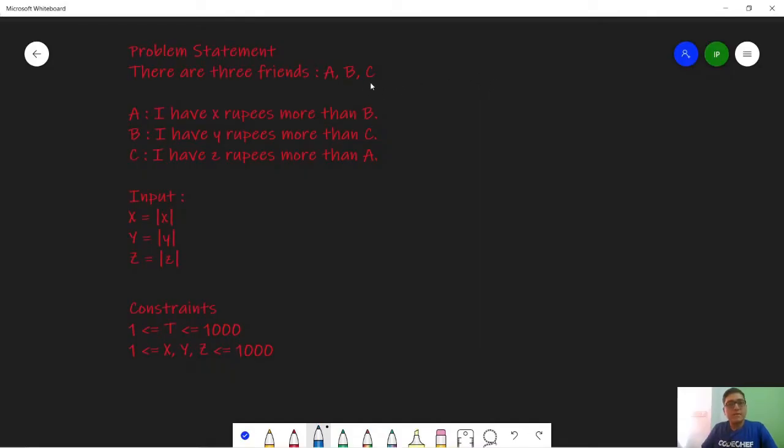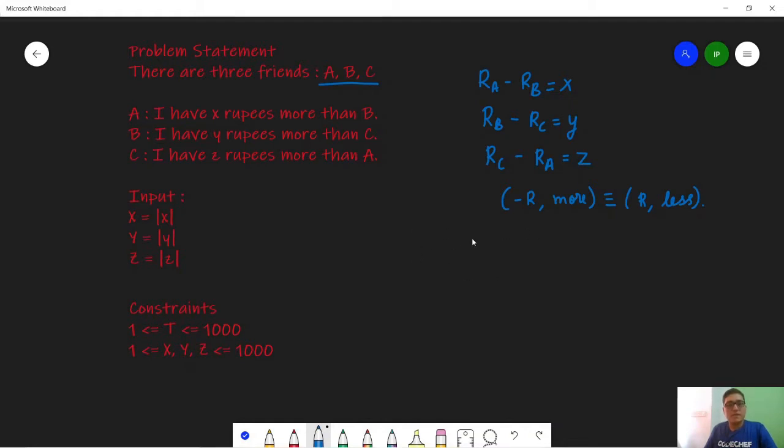So in the problem we are given 3 friends A, B and C. Now A says I have X rupees more than B. B says I have Y rupees more than C. C says I have Z rupees more than A. Now we are also given that having minus R rupees more is actually same as having R rupees less. This means that these x, y, z can be negative as well.